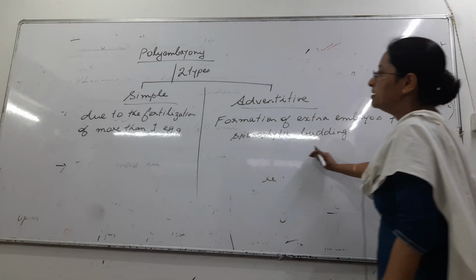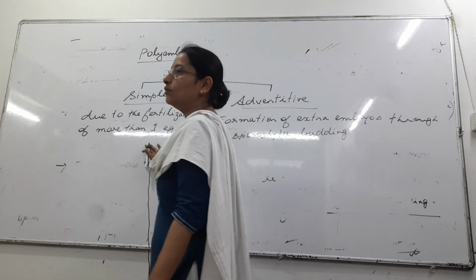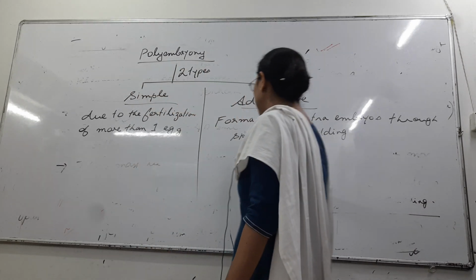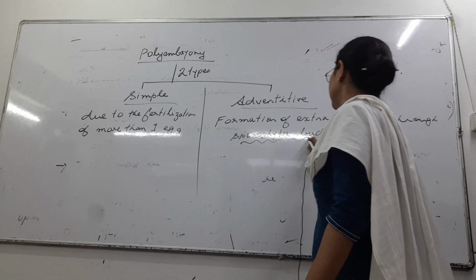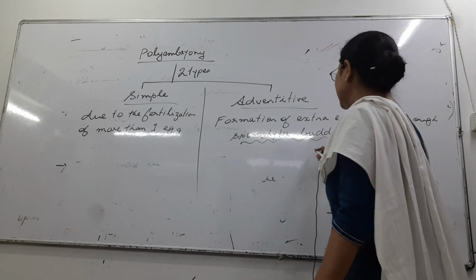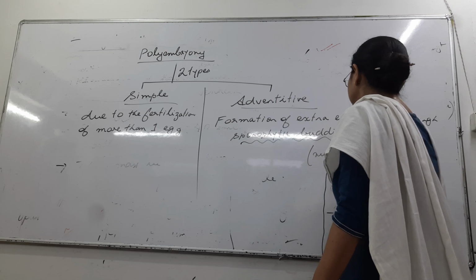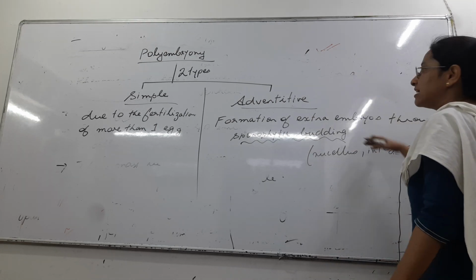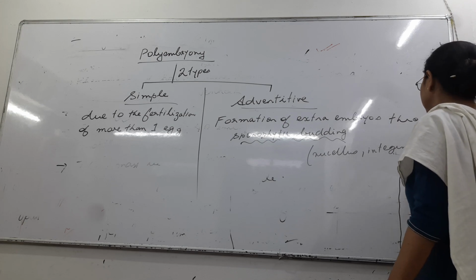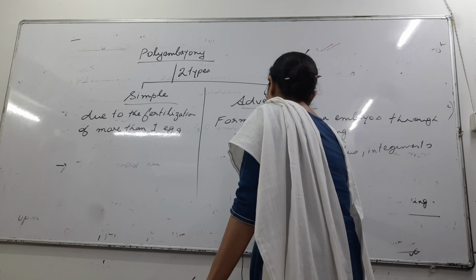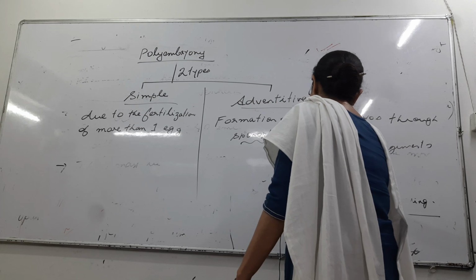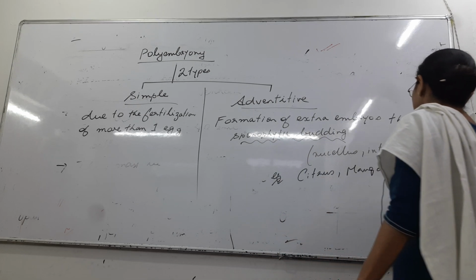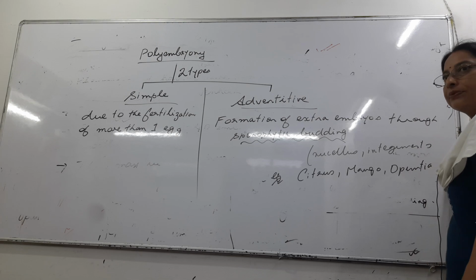Right? So it could be simple. If there is more than one egg, there will be more than one zygote, and more than one embryo. Or it could be because of sporophytic budding. Then what happens? Cells from the nucellus and integuments start behaving like an embryo. Examples: citrus, mango, opuntia, etc.